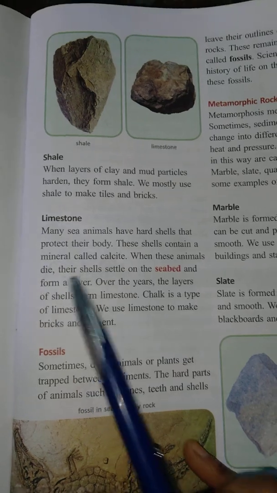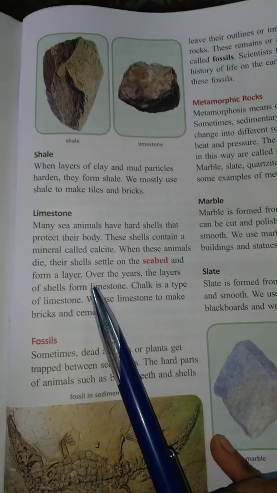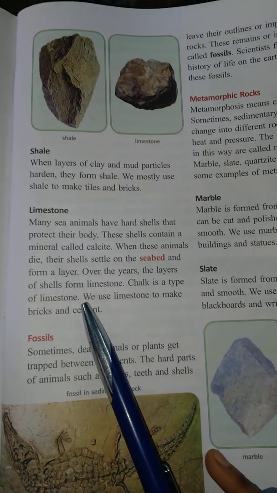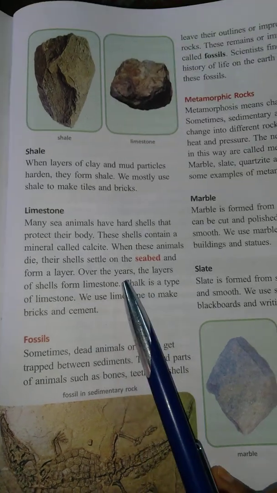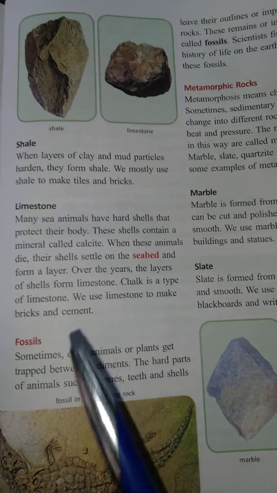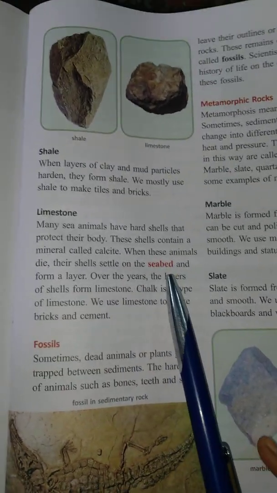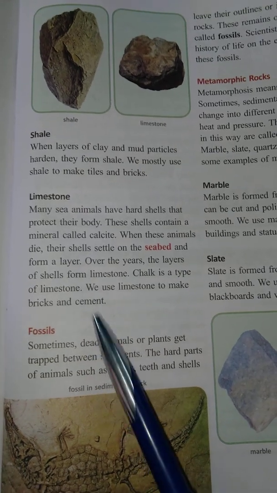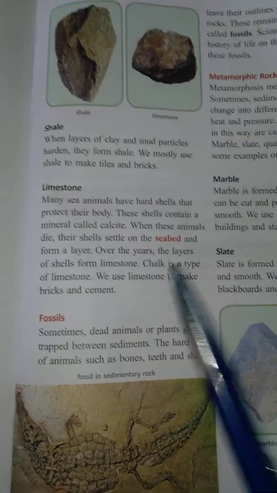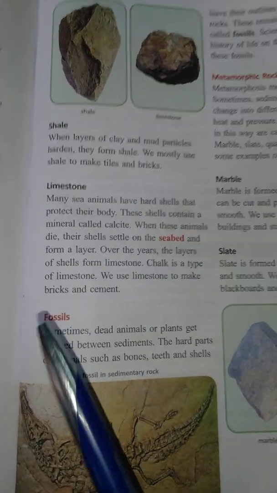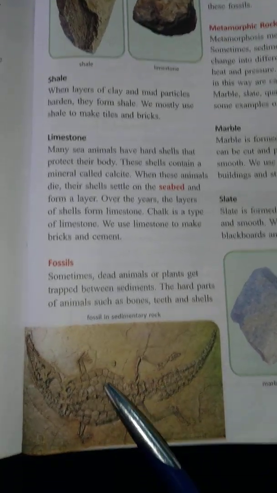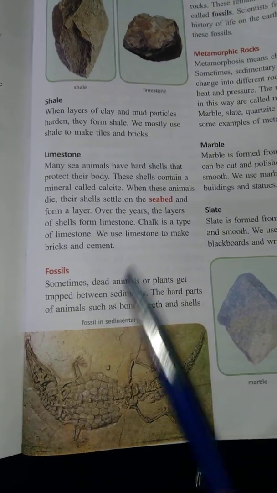When these animals die, their cells settle on the seabed and form a layer. Over the years the cells form limestone. Chalk is a type of limestone. We use limestone to make bricks and cement. So what happened after the death of that animal? It settled at the bottom of the sea, that is the seabed, and after years those cells form limestone. And chalk, which we use for writing on the boards, is also a type of limestone, and limestone is also used in bricks and cement. Okay, you can see a sedimentary fossil, you can see this.